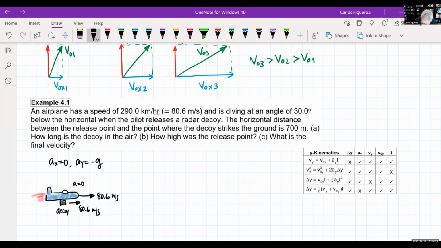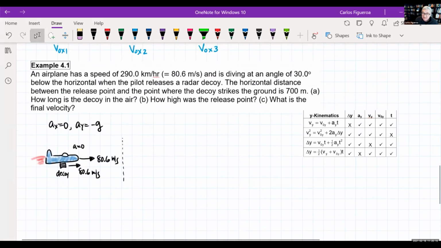Now look at what it says here. It's being very careful in how it says it: the pilot releases a decoy. Some people may think that because it's being released, it may be at rest. But that can't be true, because if the plane is moving at 80.6 meters per second, so is the decoy.